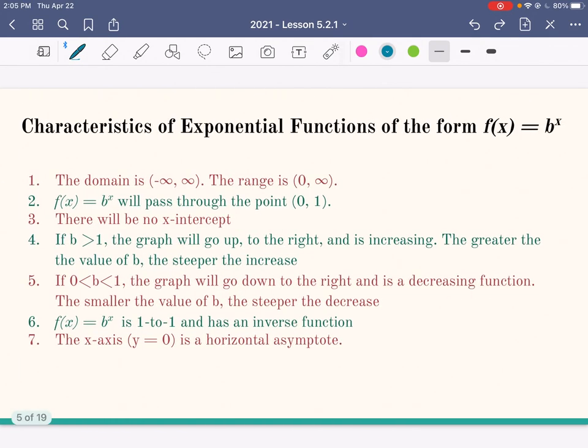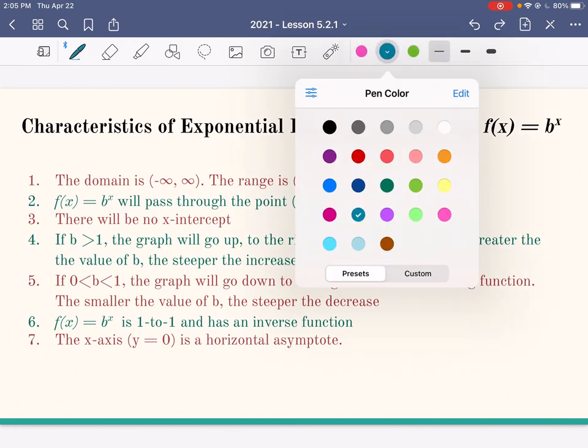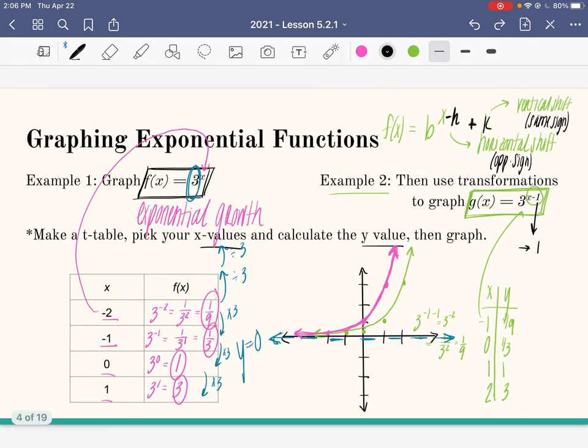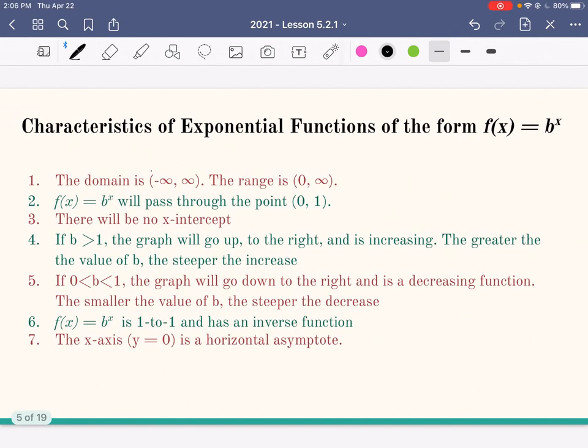All right, so here are the main characteristics of exponential functions of this form, f of x equals b to the power of x. The domain: how far does it go to the left and to the right? It's going to go forever and ever to the left and to the right. So the domain is all real numbers, or from -infinity to +infinity.